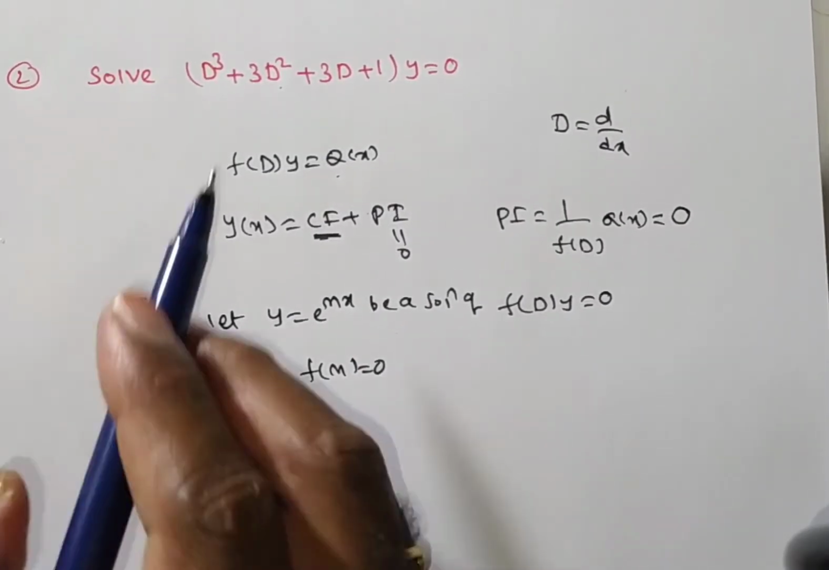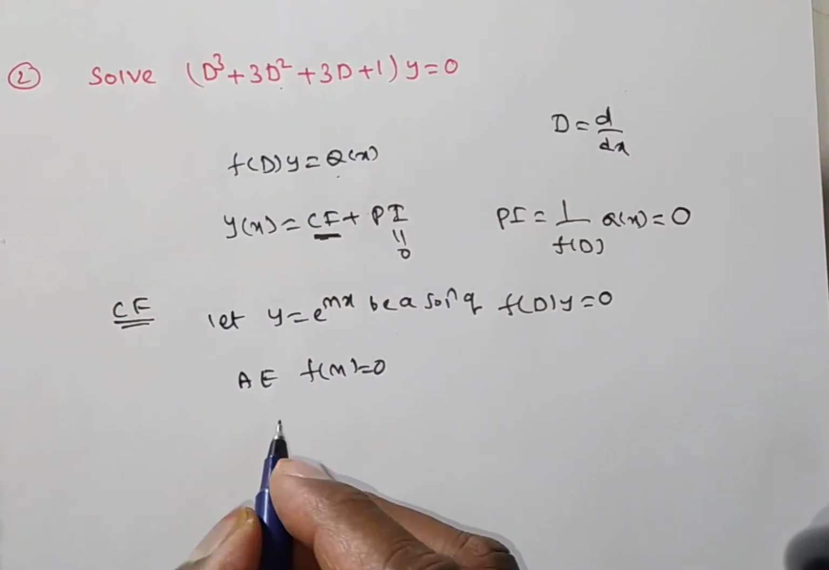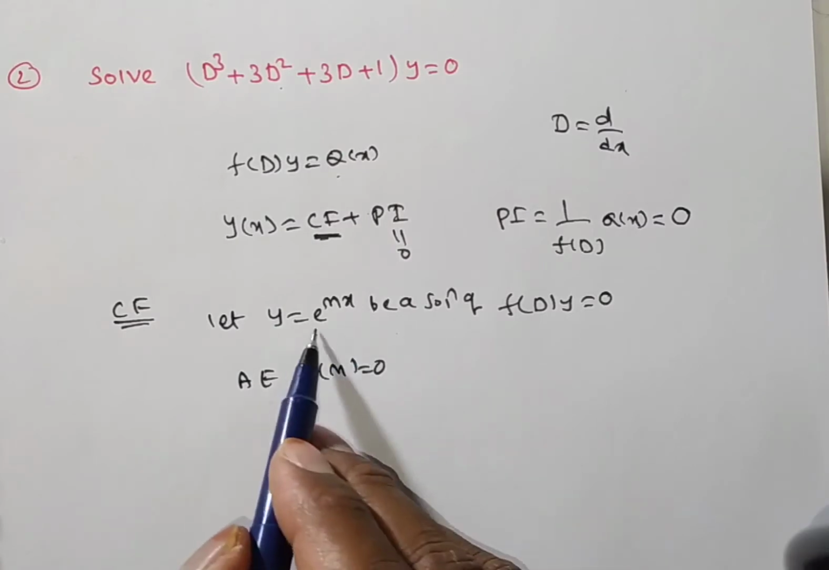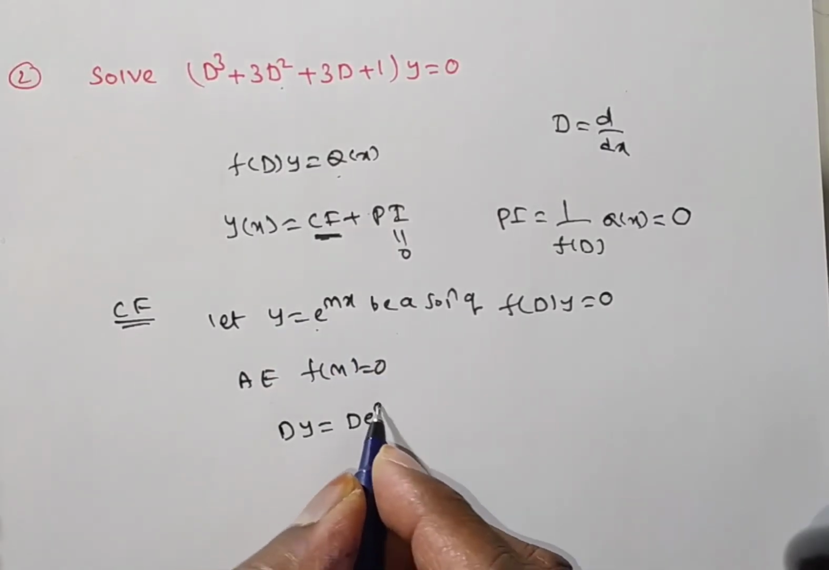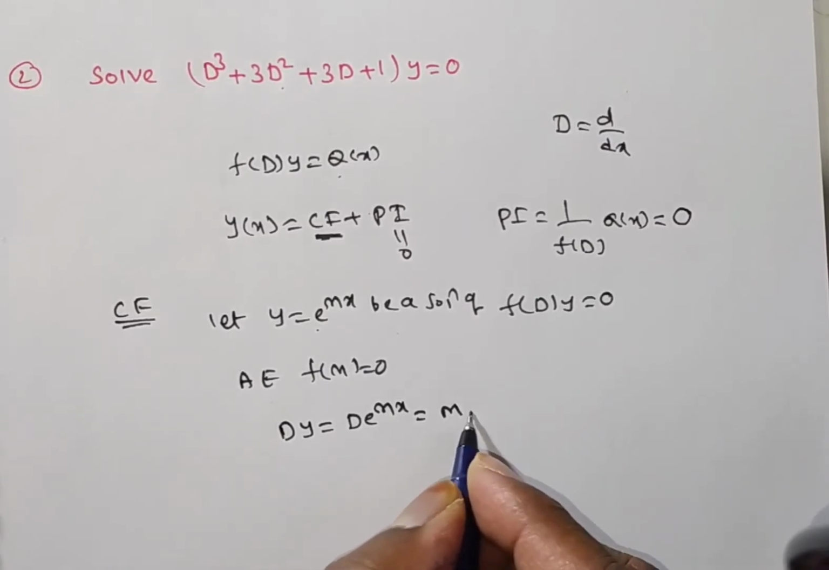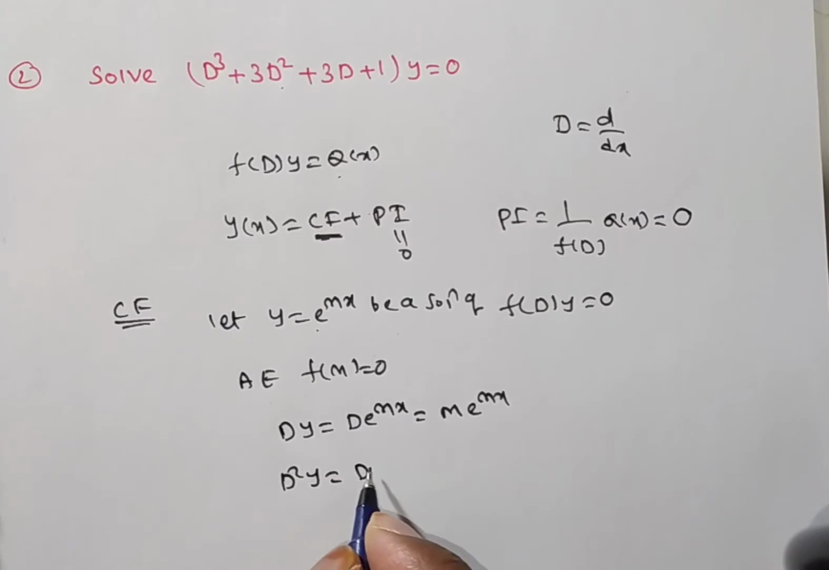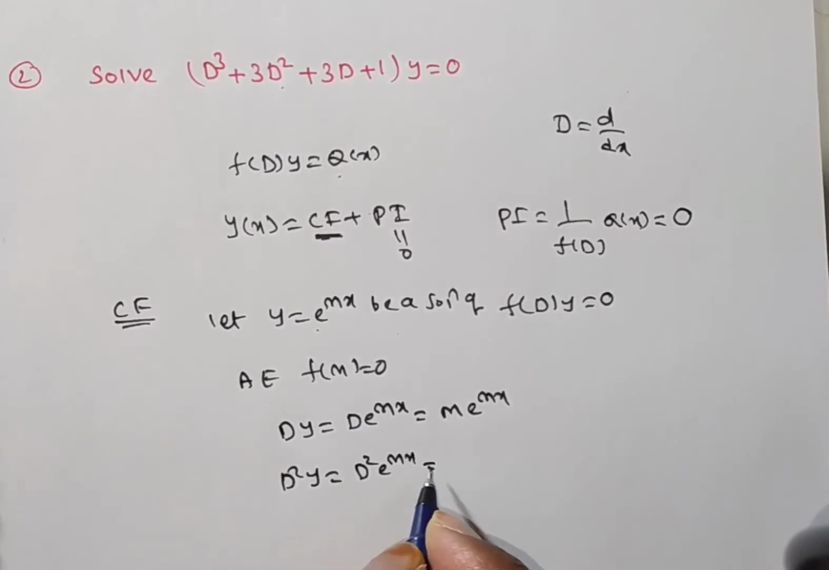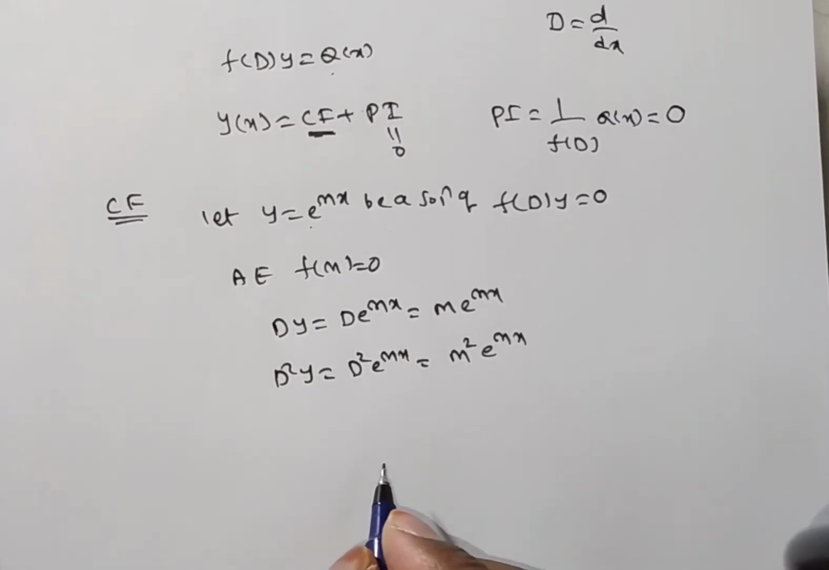Generally you can write directly m cube plus 3m square plus 3m plus 1. But here we consider y is equal to e power mx. So what is the derivative of y? dy is nothing but d of e to the power of mx, that is m into e to the power of mx. Next, d square y is d square of e to the power of mx. First derivative is m into e power mx. Again derivative is e power mx into m. So already you have m, that is why m square into e to the power of mx.